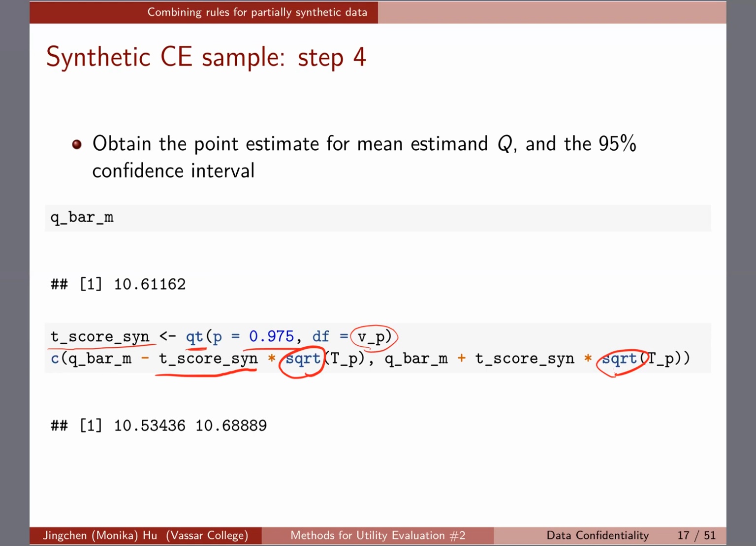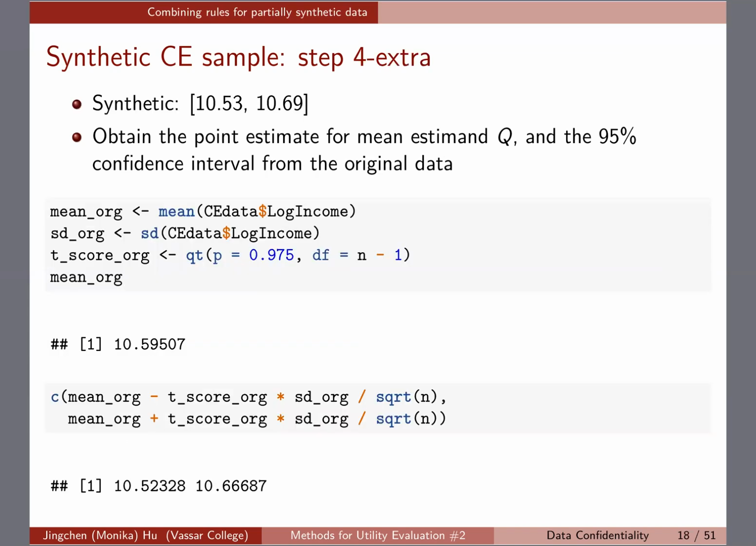Okay, so this is what we have here, and naturally you want to see how close they are to the ones that you can get for the original. So I put the synthetic confidence interval on the top. To get the point estimate for the mean Q and then the 95% confidence interval from the original data, you are doing the central limit theorem, essentially. So you get the sample mean, and you get the sample standard deviation from the original data. The t-score, we know the degrees of freedom is n-1, just so you know.